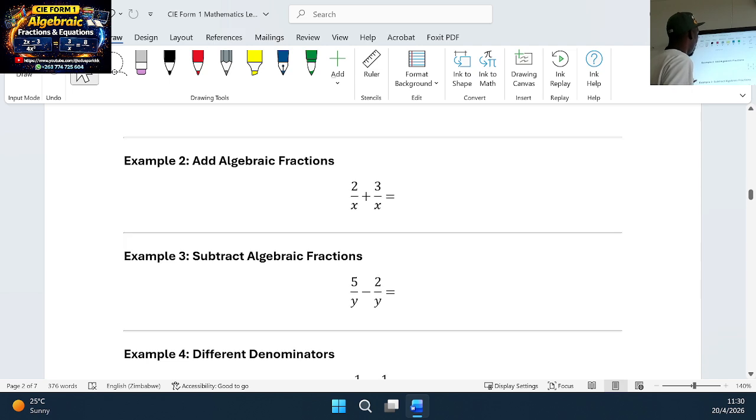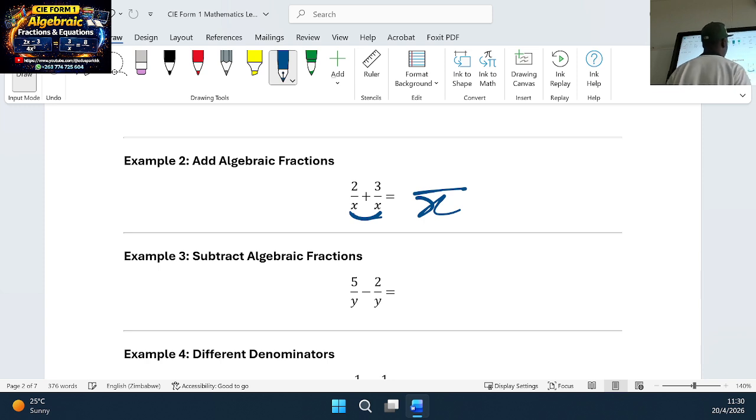So let's move on. When we are adding algebraic fractions, here our denominators are the same. In other words, that's the LCM. So we are going to have the common denominator x. Then we simply simplify the numerators as 2 plus 3, giving us a 5.